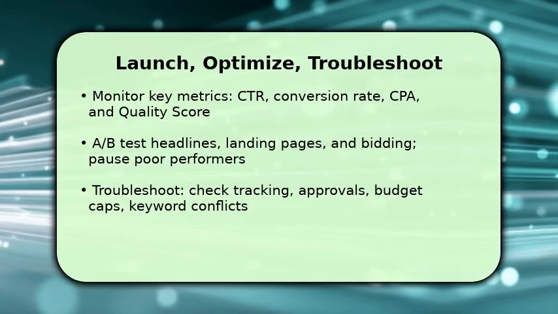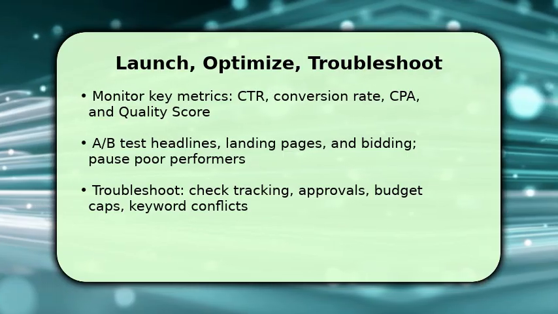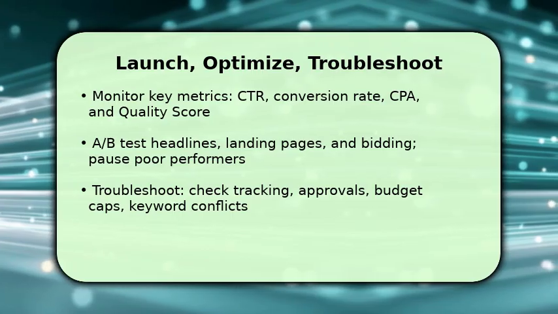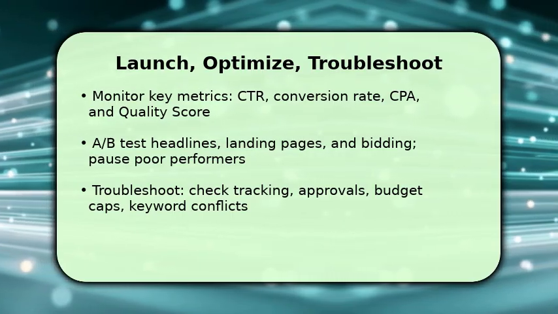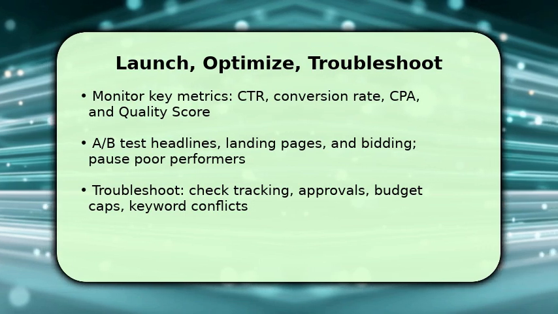If results stall, troubleshoot systematically. Confirm conversion tracking and tags, ensure ads passed approval, check budget limits, and resolve keyword conflicts or broad match leakage. Finally, reallocate budget to top performers and repeat the optimization cycle.